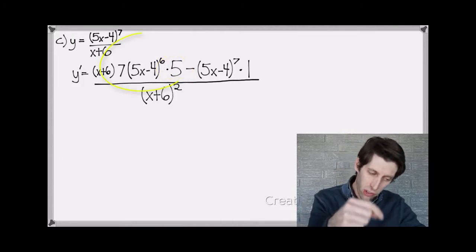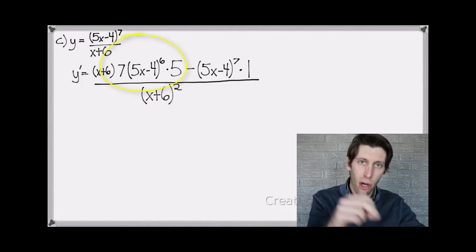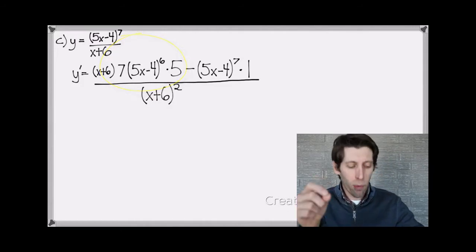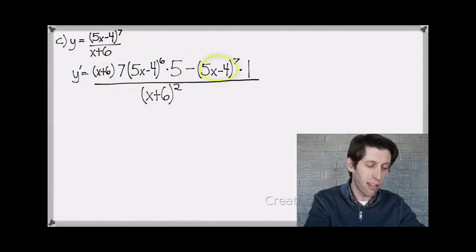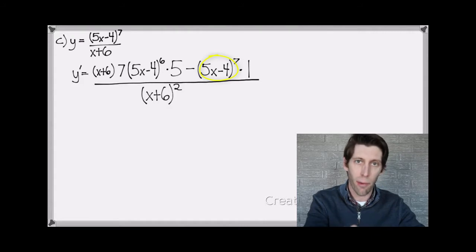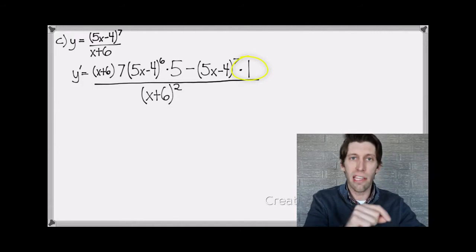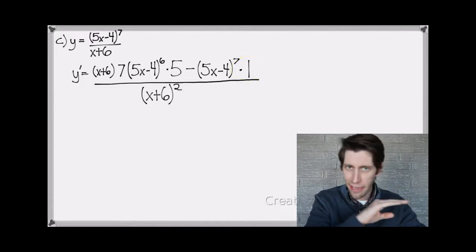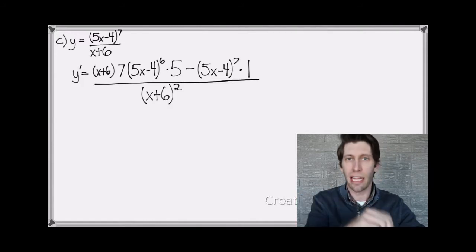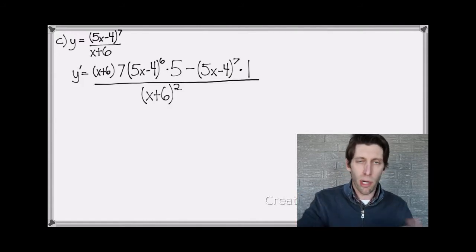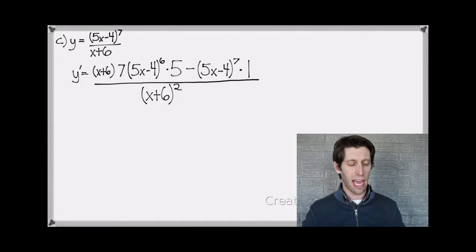So this first term here is low d high. And then from that, we subtract high, which in this case is 5x minus 4 to the 7th power. The derivative of the bottom, which is x plus 6, is just 1. So that 1 there is d low. Finally, we divide that entire quantity by low squared. Now what we're going to do next is attempt to simplify this guy a little bit.